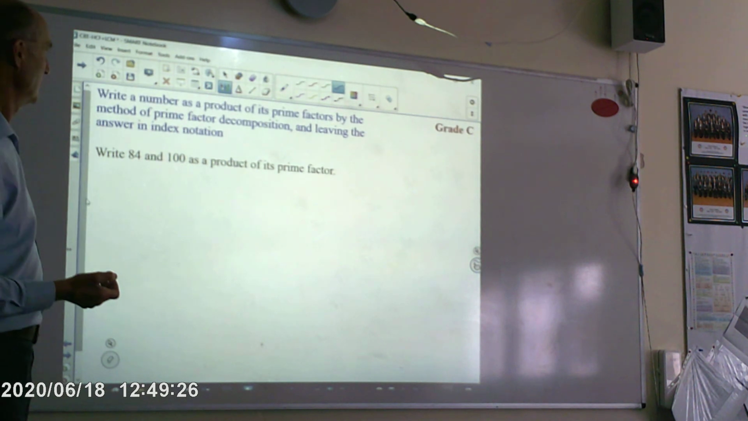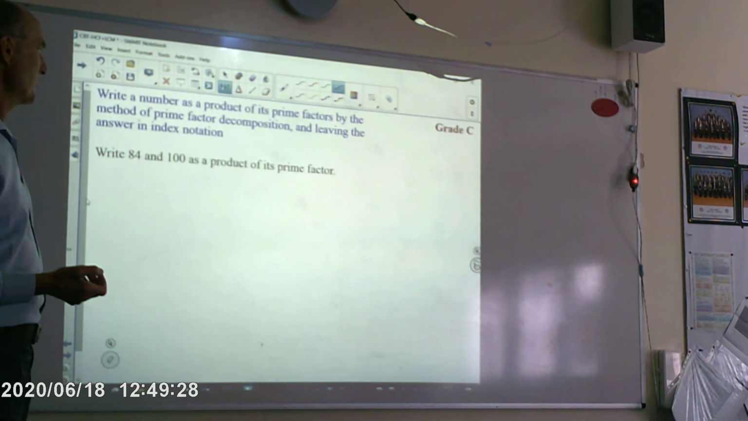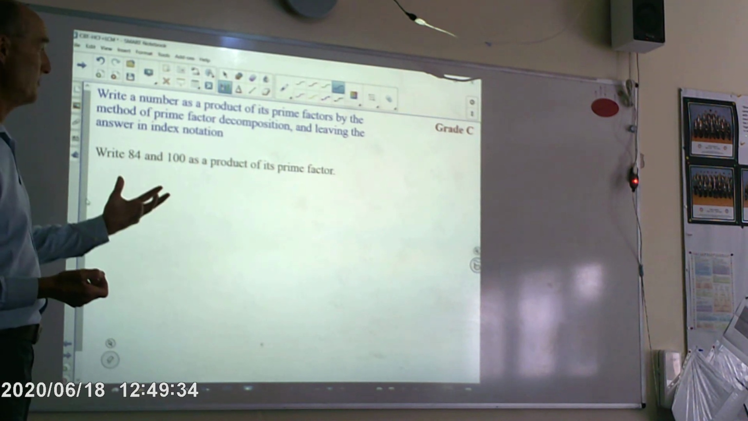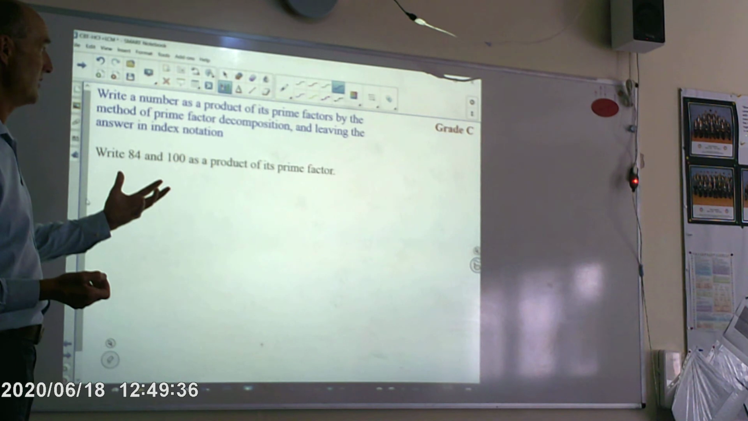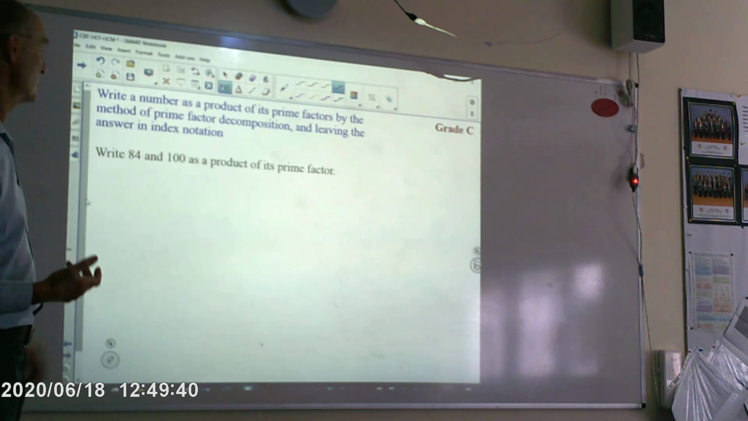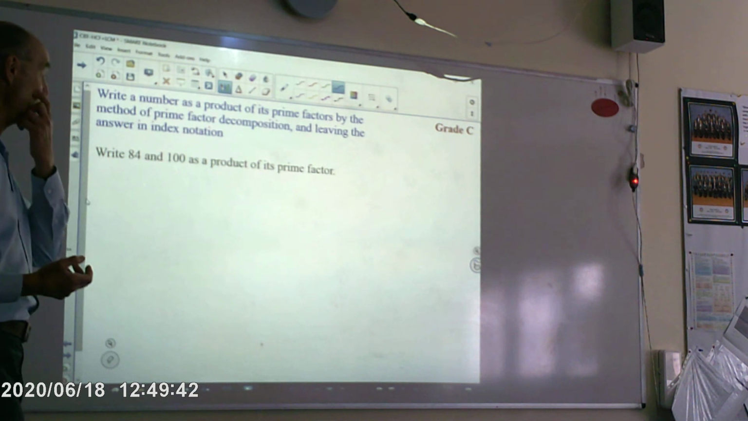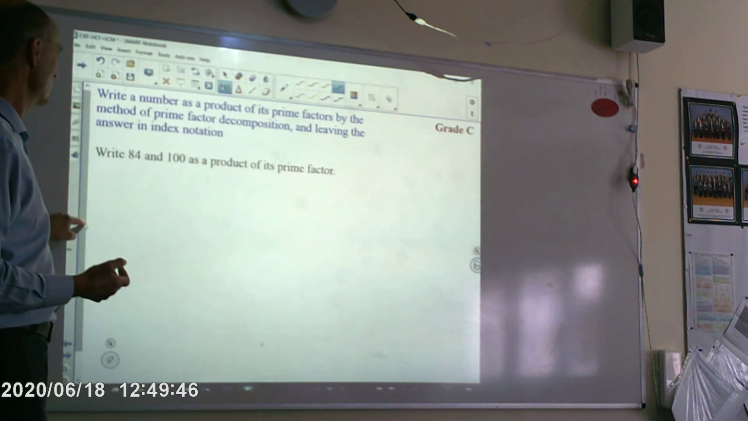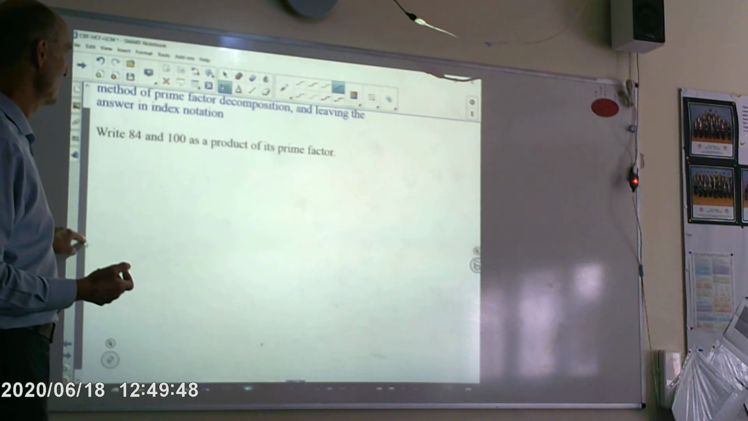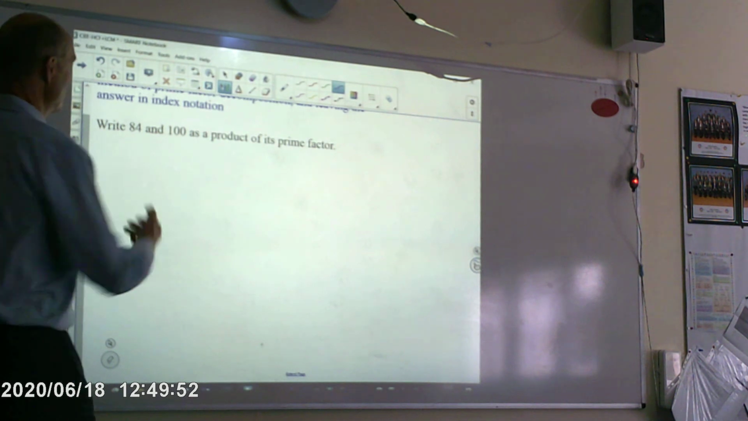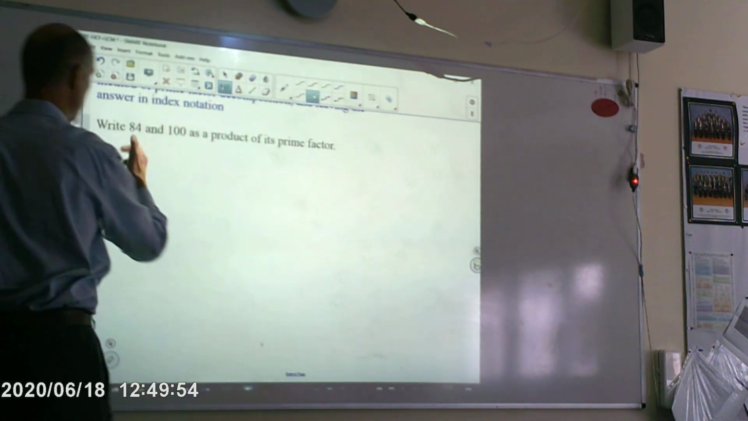Okay. Write each number as a product of its prime factors so that we can work out our highest common factor and lowest common multiple. We've done one example with 60 and 36. Let's do 84 and 100. I'll show you a slightly different way of approaching it, an alternative way of solving this for yourselves. So, let's have a look at 84.